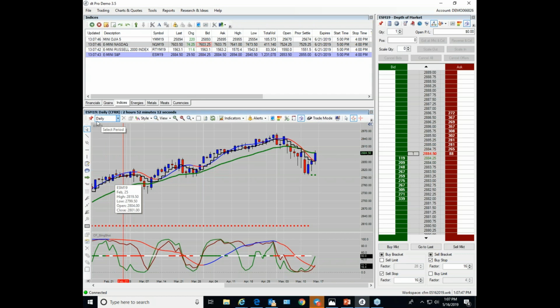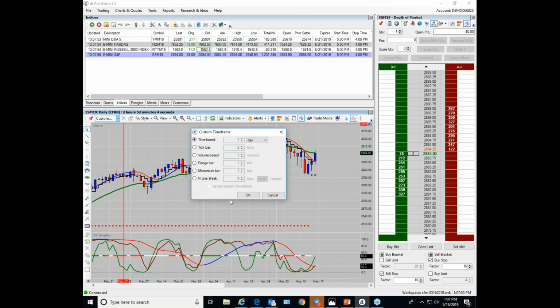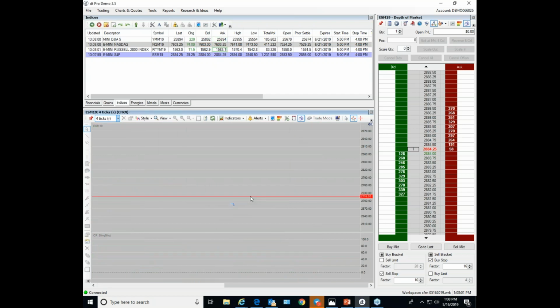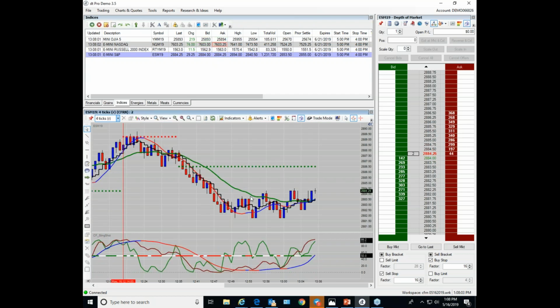Okay, so upper left-hand corner of the chart, you have this little time frame here. Just hit the drop down box here and go down to custom. A box opens up, just select range bar and make that one look like a 4. All right, just hit OK. You're staring at the ES. Okay, that's the S&P E-mini if you're brand new, and on a 4-tick range chart.